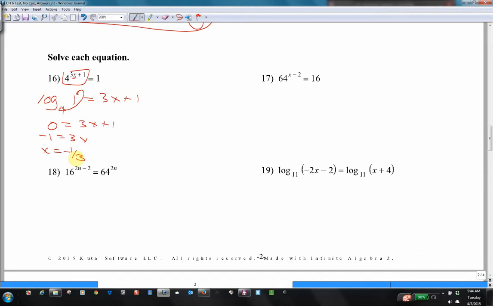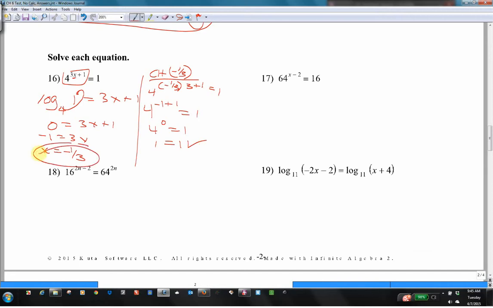And let's check that. So if I check negative 1/3, I have 4 to the negative 1/3 times 3 plus 1 is equal to 1. So I've got 4 to the negative 1 plus 1 is equal to 1. 4 to the 0 is equal to 1. 1 is equal to 1. That checks. So that would be a good answer.